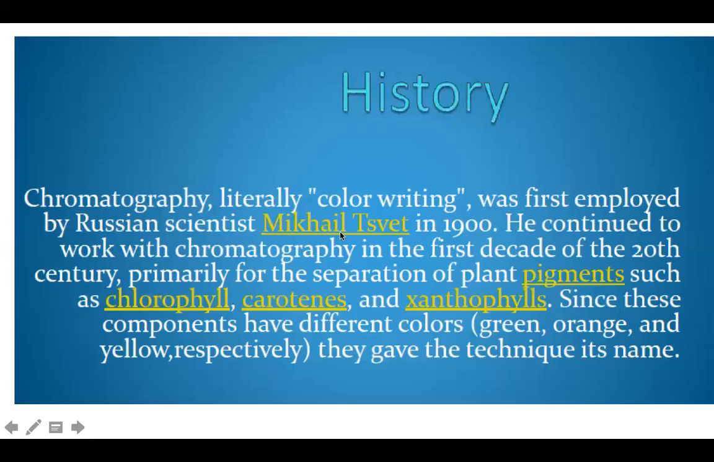So chromatography, literally color writing, was first employed by Russian scientist Mikhail Tsvet in 1900. He continued to work with chromatography in the first decade of the 20th century, primarily for the separation of plant pigments. So chromatography was first used to separate the plant pigments.